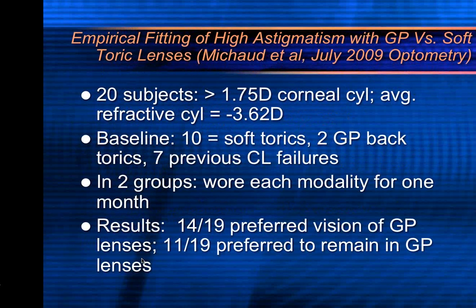10 of them were wearing soft torics. Only 2 were wearing GP lenses, and the other 7 were in spectacles. They had been previous contact lens failures. So keep in mind we have a soft lens-dominated sample that went into the study.